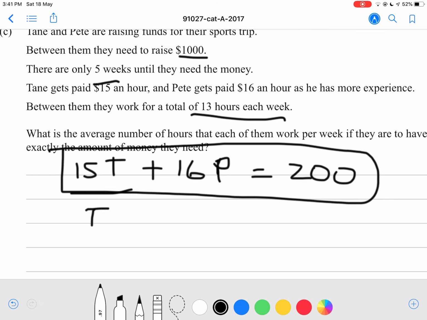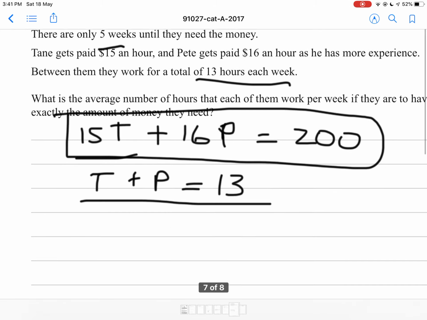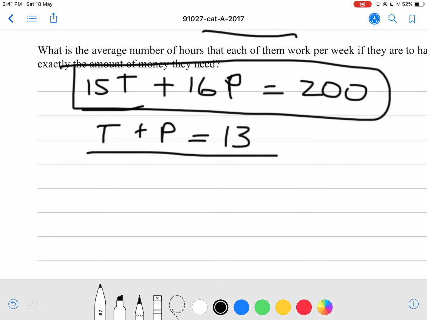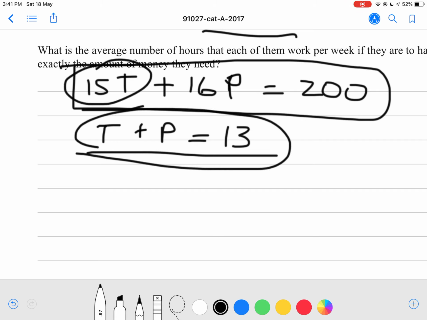So basically we can say the total amount of time that Tane works plus the total amount of time that Pete works equals 13. And, okay, so now we have to get rid of one variable, okay? So we have t plus p equals 13, and we have 15t plus 16p equals 200, okay? So now we can say that 15 times this equation can get rid of all the 15t's here, okay? It will just leave us with p, okay?